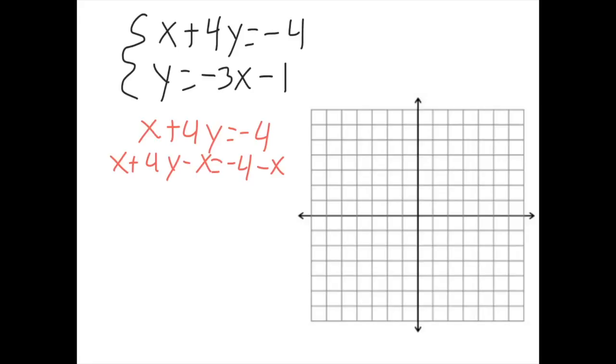And after we combine like terms, that'll give us 4y equals, and remember you should probably put the x first, so negative x minus 4.